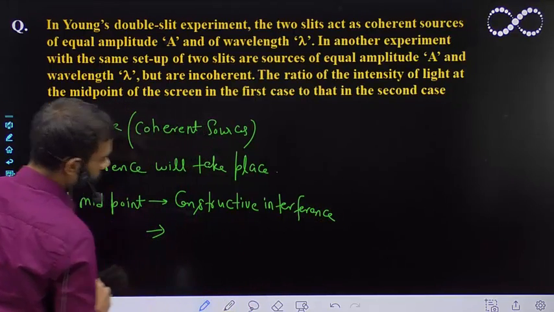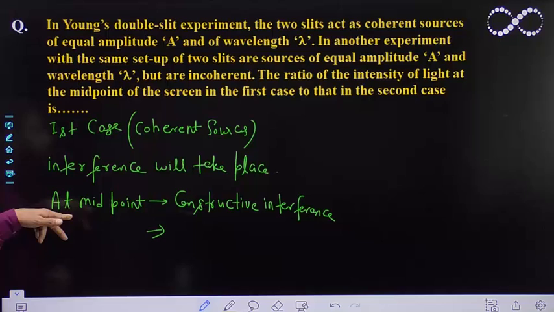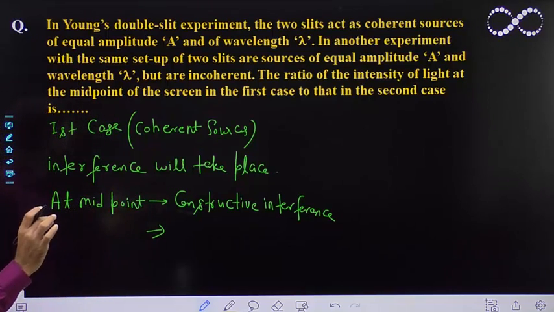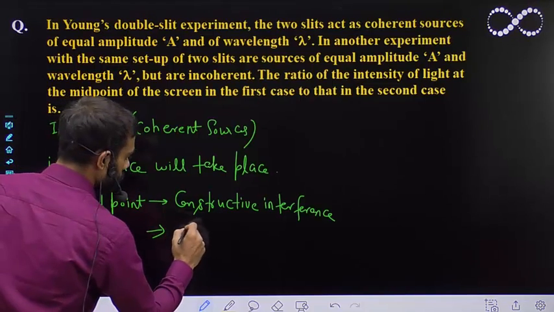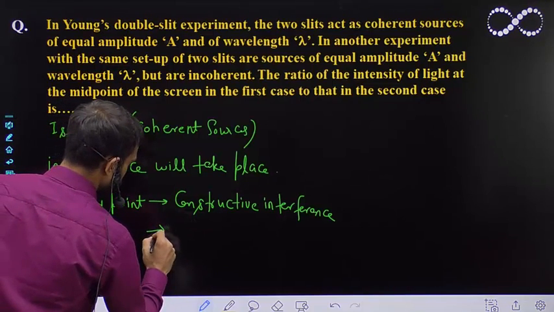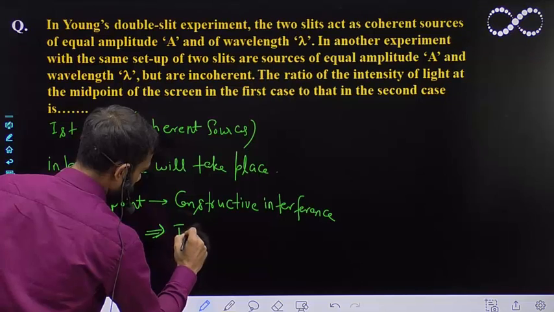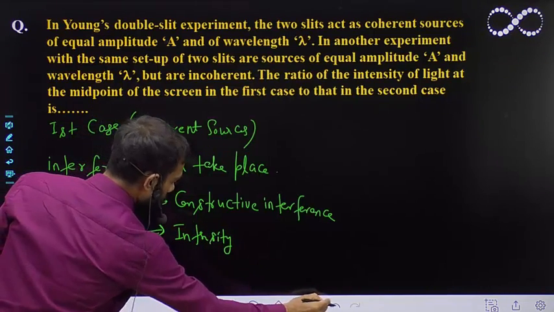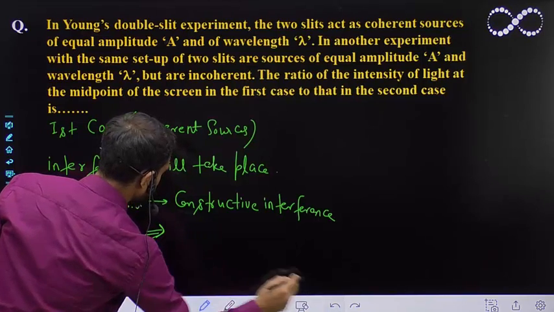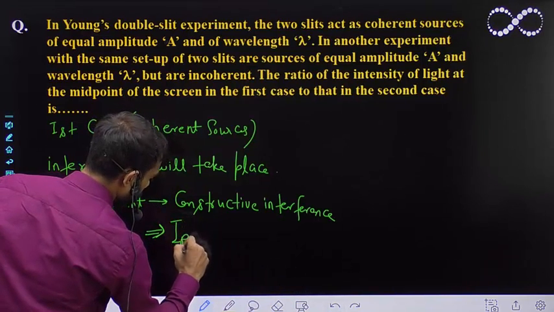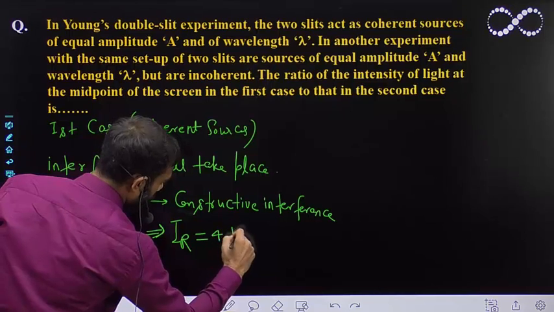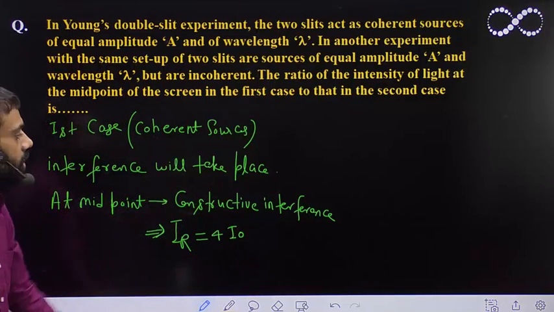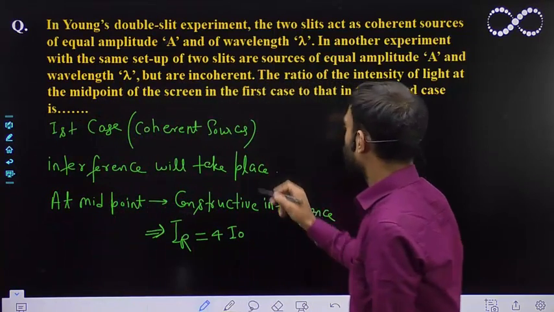And wherever constructive interference takes place, the total intensity becomes 4 I naught, where I naught is the intensity of an individual slit. So in this case the resultant intensity I_R will become 4 I naught, where I naught is the intensity due to a single slit. So this I got for the first case.